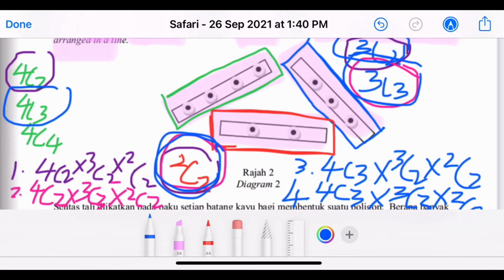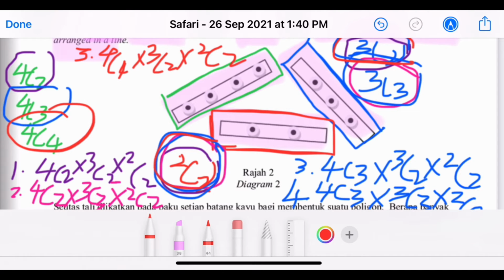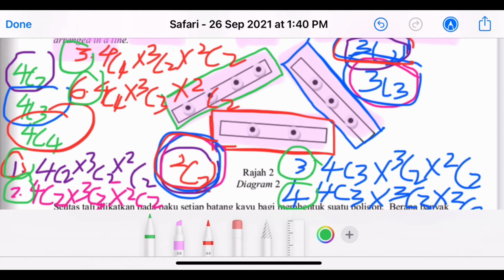Now we have other combinations. Case number 5 is we are going to choose 4C4. If I'm choosing 4C4, I can choose 3C2 and 2C2 for sure. Case 6 is 4C4 times 3C3 times 2C2. So we have all the 6 possibilities. If we add all 6, the answer that you will get will be 44.